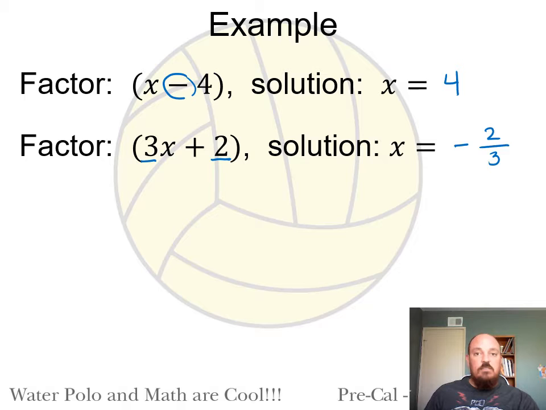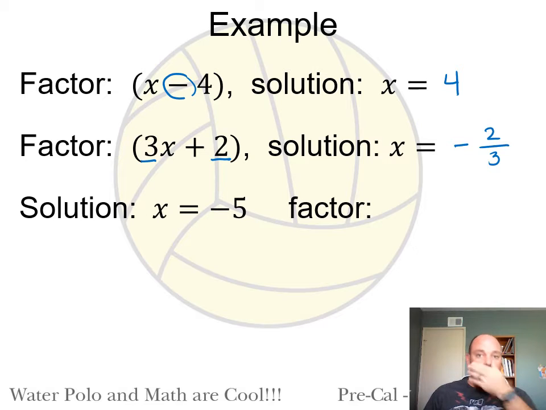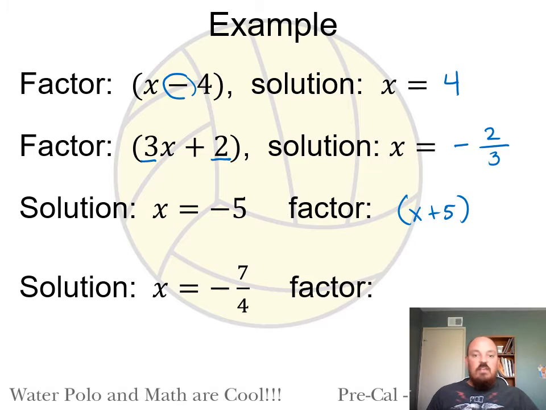I want you to realize those also work backwards. So if I told you that we had some equation where a solution was x equals negative 5, then the factor would be x plus 5. And it works with fractions too. If I told you that we had a solution of x equals negative 7 over 4, then your factor, I'm going to leave a space but put the x in there.